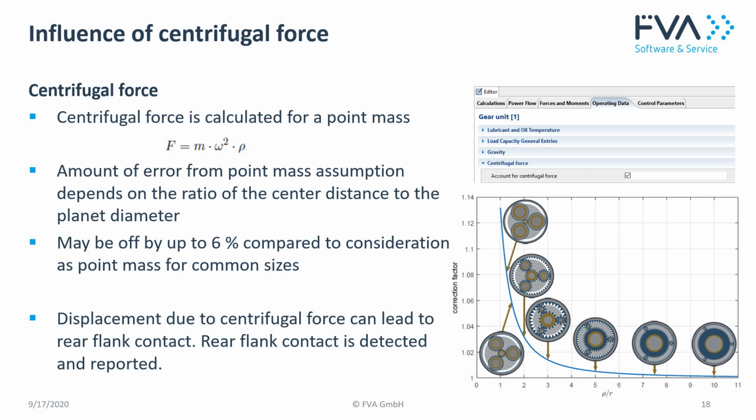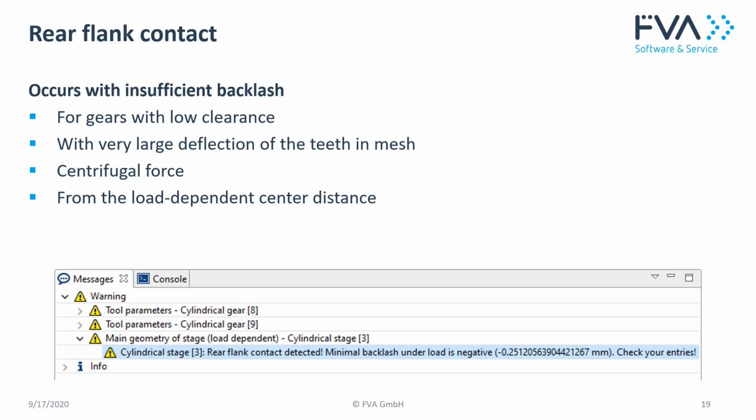So the amount of error from this point mass assumption depends on the ratio of the center distance to the planet diameter, but can be off by as much as 6% for common sizes. So we've now added a correction factor in the new version of the Workbench to compensate for this error and allow for more precise calculations. Displacement due to centrifugal force can lead to rear flank contact, and rear flank contact is also detected and reported in the new version of the Workbench.